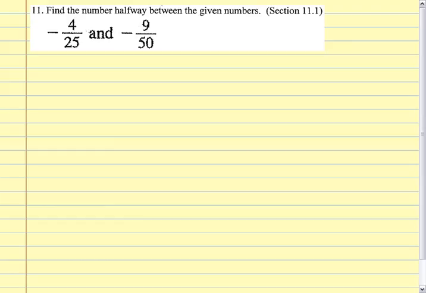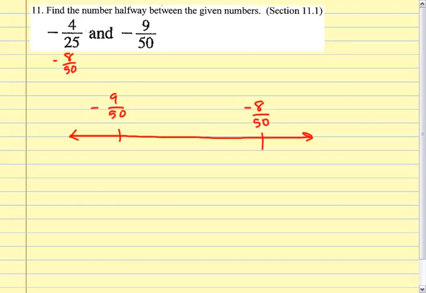Okay? So, what I've got is, let's see, I've got -9/50. Now, be careful. -9/50 is down here because it's negative. Okay? Remember, this is -8/50, right? And that's -9/50, so it's farther to the left. Here's -8/50. Well, man, that's pretty easy.